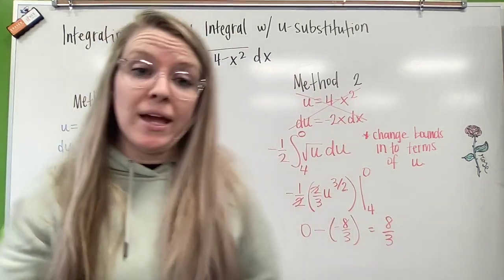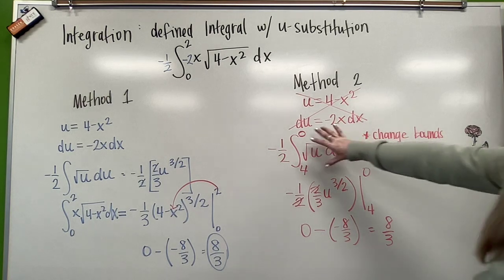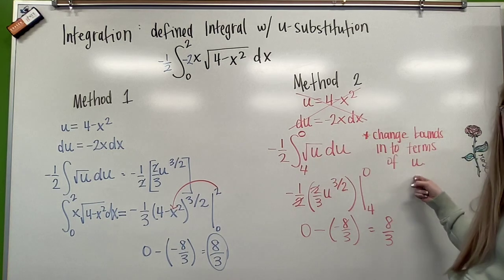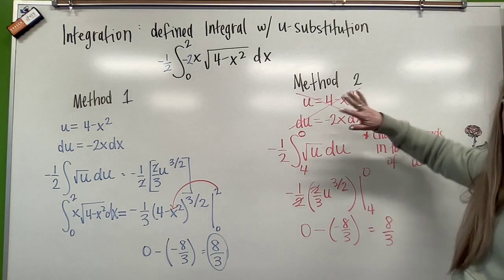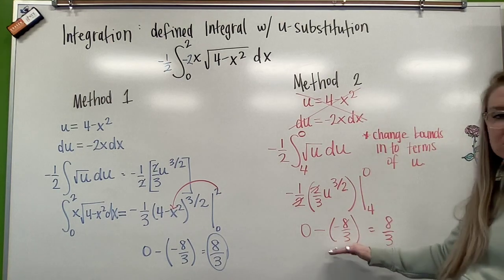Even if I step away and look at the amount of work here, the amount of work in the blue and the amount of work in the red is different. Red is shorter and quicker because I changed my bounds into terms of u. So I never had to go back to x. I was able to just use this function to solve.